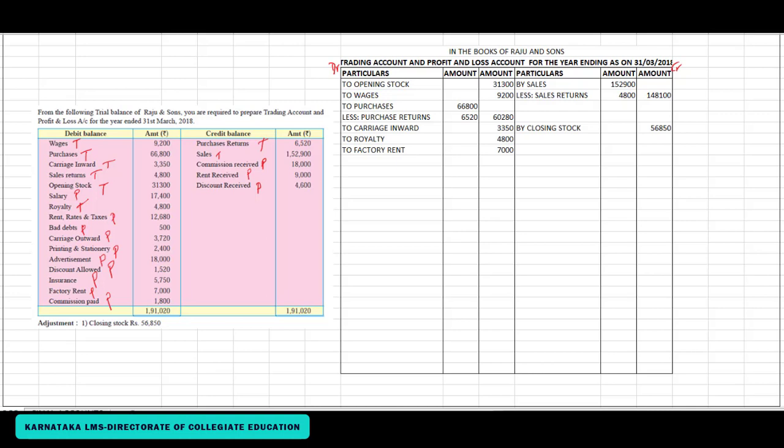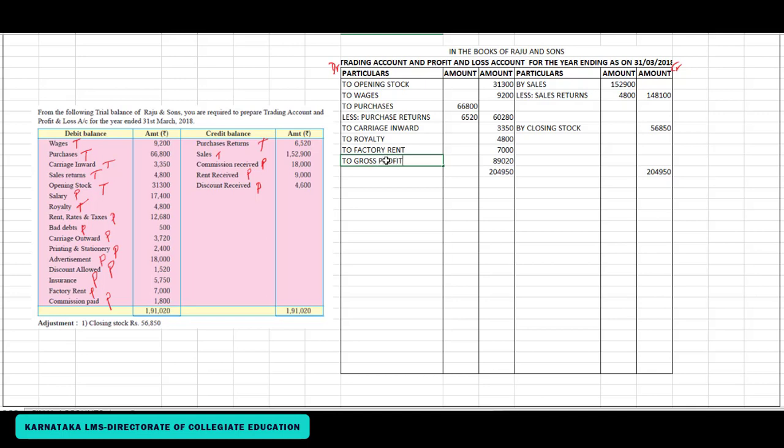Now we have to make the total of the trading account and find the balancing figure. On the credit side we have a huge amount, so the total of the credit side is 2,04,950. We take 2,04,950 on the debit side for balancing. The total of all the debit items must be deducted from this total, so the balancing figure will be 89,020 rupees. So it is called gross profit.